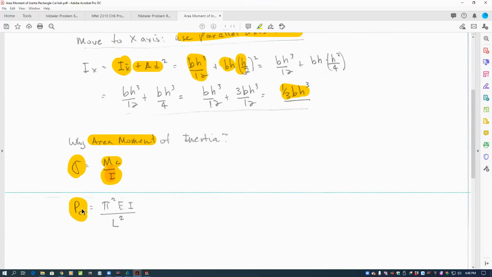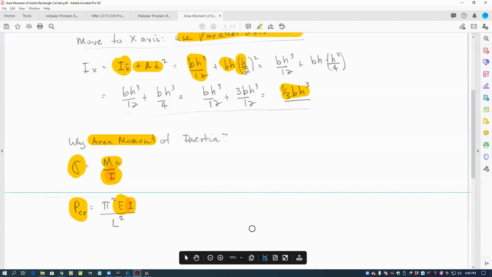Another common use that we'll use later on is in the calculation of critical buckling load. And this is for a pinned column. One end is pinned. You can calculate the critical buckling load with this equation. And notice that in this case, area moment of inertia is directly proportional to the magnitude of the critical buckling load. So the larger our area moment of inertia, just as in the larger our modulus of elasticity, the stiffer the element and the larger critical buckling load we can have. We can carry a larger load before that column will buckle if we have a larger area moment of inertia.